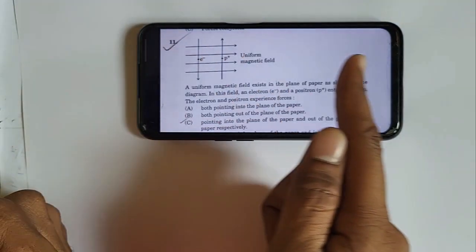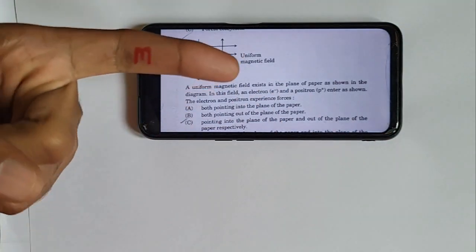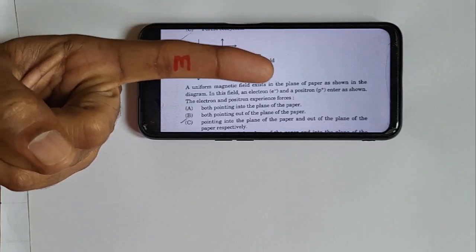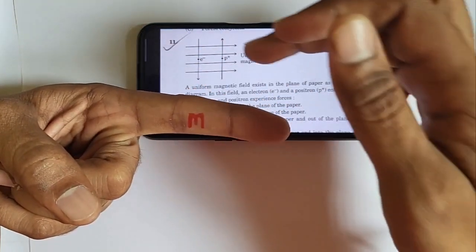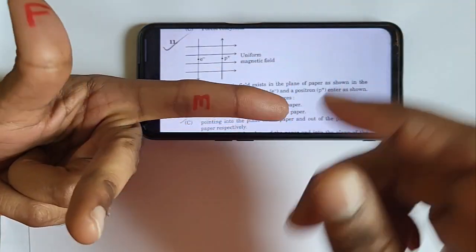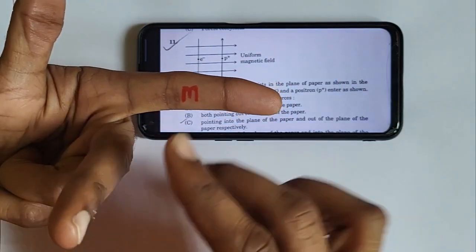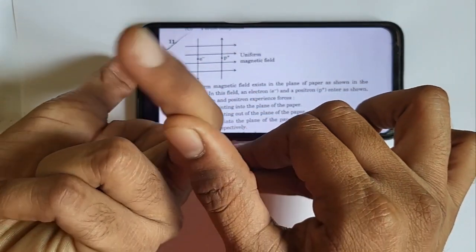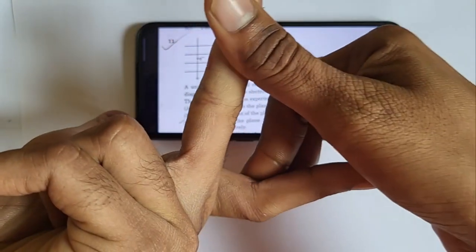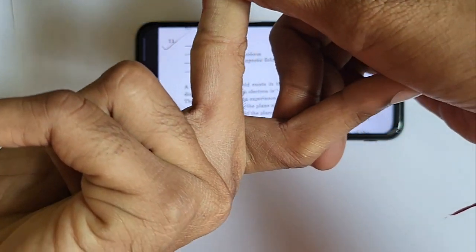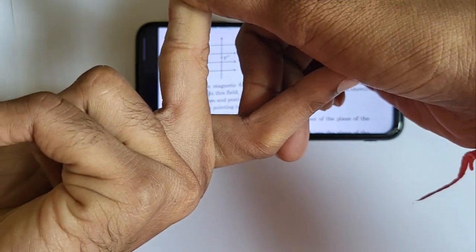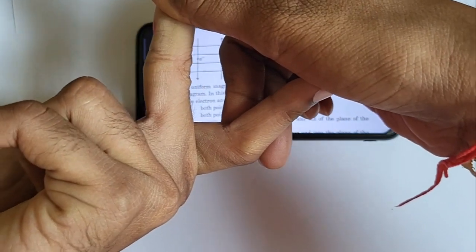So let us align these two fingers now. The magnetic field is from left to right, so the forefinger points from left to right. Now the electron is moving down, which means the current will be moving up. So this finger represents the direction of current, and the current should be taken in the direction of conventional current. So it went like this, right? Now where is the thumb pointing? You can look, the thumb is pointing towards the paper or towards the page.